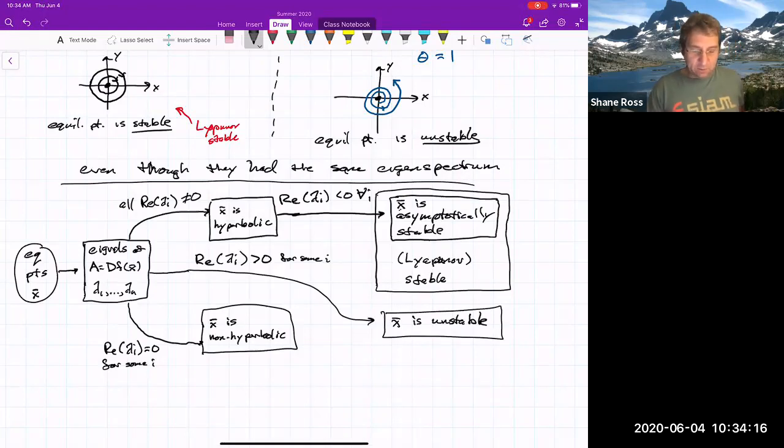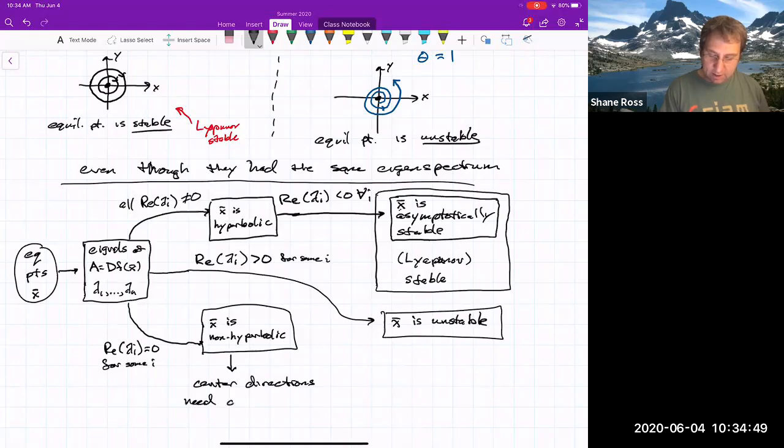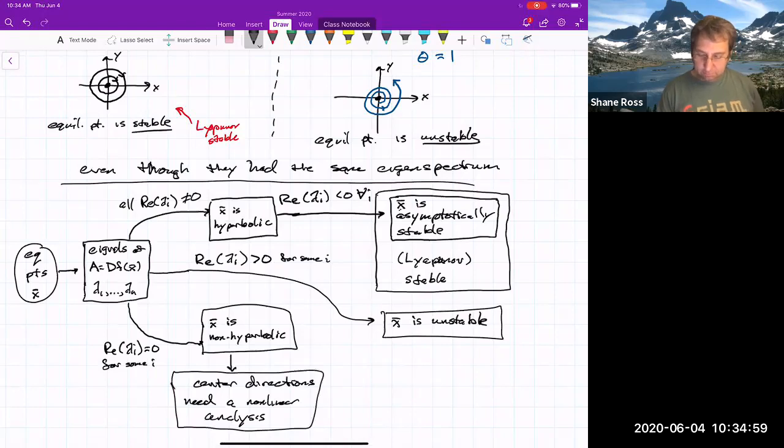Okay, but what if we don't have that the real part is greater than zero for some, but we do have that the real part equals zero, and maybe for the rest of them it's less than zero. So now X bar is non-hyperbolic. So now you have to do an additional analysis. This is where we look at the center directions, we'll call them. Those are the directions along the center manifold. So the center directions need a nonlinear analysis, and that is called center manifold theory. So I'll just maybe put it over here.